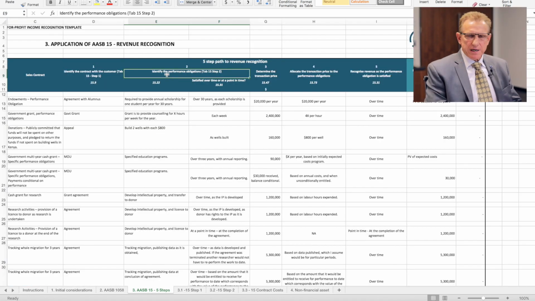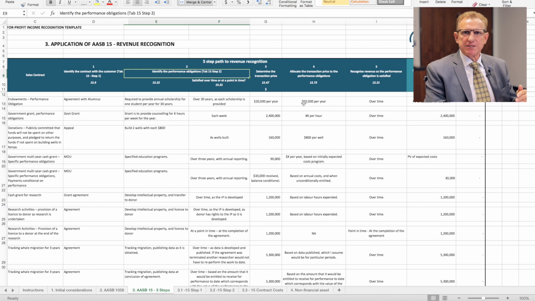Then we go to step 2, which is identify the performance obligations. There are references here to the accounting standards, so you can go and get some more guidance on these. And you need to document here what the performance obligations are and whether you're going to satisfy them at a point in time or over time. Step three is to determine the transaction price.